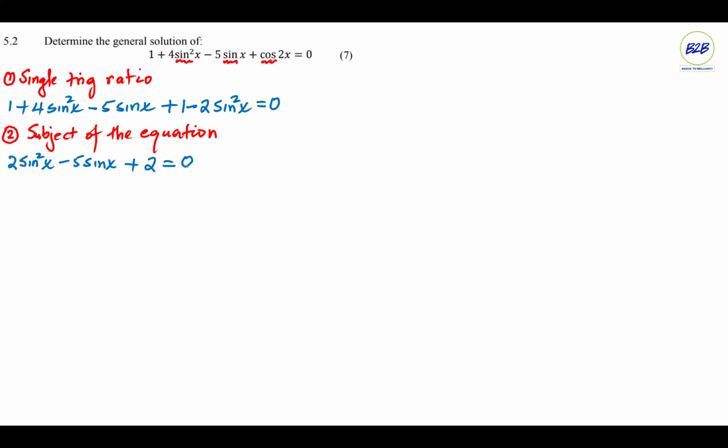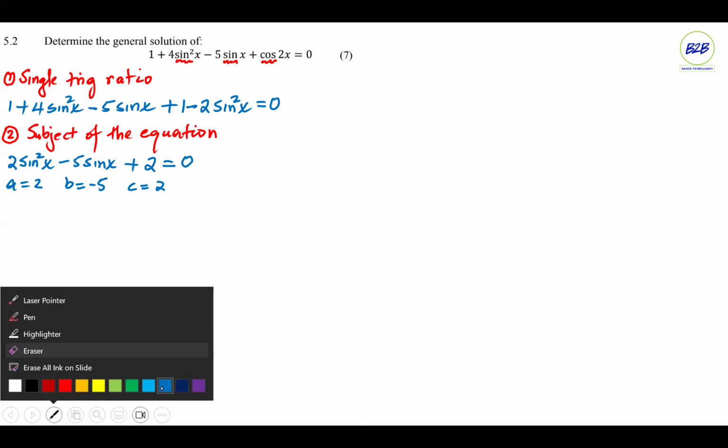So at this stage, it depends on the algebra that you are comfortable with. Either you find factors or you use the quadratic formula. If you want to use the quadratic formula, a is equal to 2, b is equal to -5, and c is equal to 2. And then we use our quadratic formula. Remember, when we use the quadratic formula, we are not going to say x is equal to. No, don't do that. We are going to say sine x is equal to.